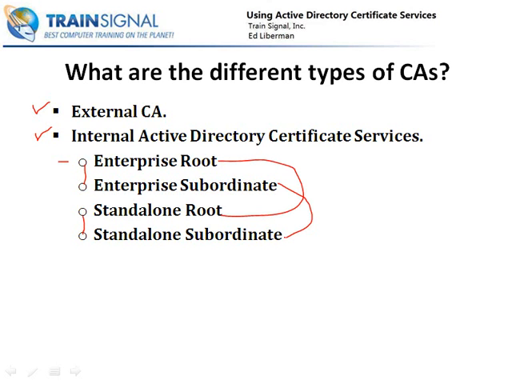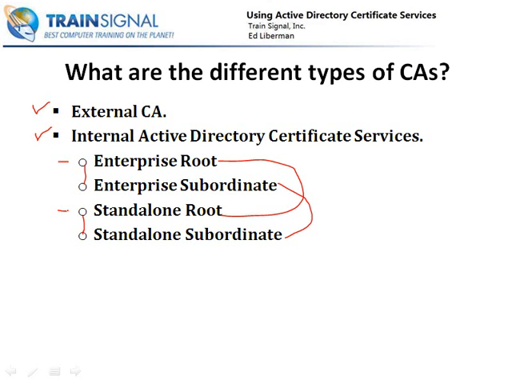Now, enterprise means that you are going to be functioning within Active Directory Domain Services, so things will be validated within Active Directory Domain Services. Standalone means that you are going to be installing the CA on a server that is not necessarily going to coordinate with Active Directory Domain Services. So the easy way to remember it is: enterprise goes with Active Directory Domain Services, standalone does not.